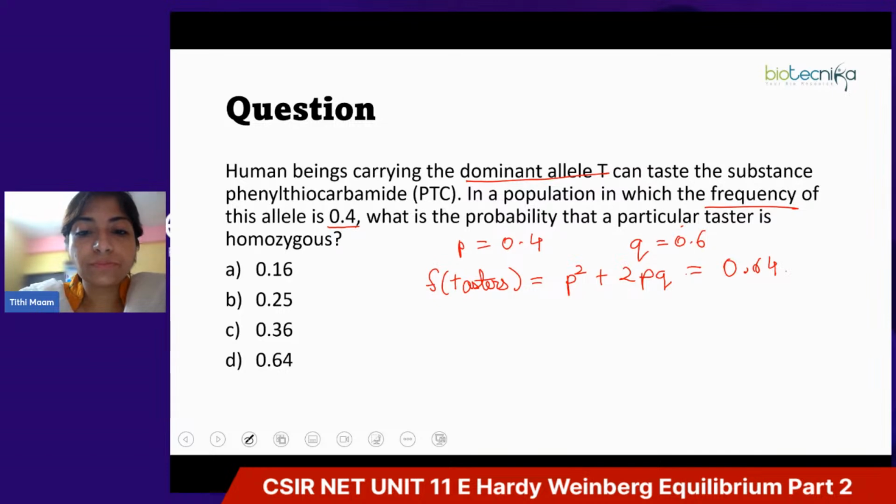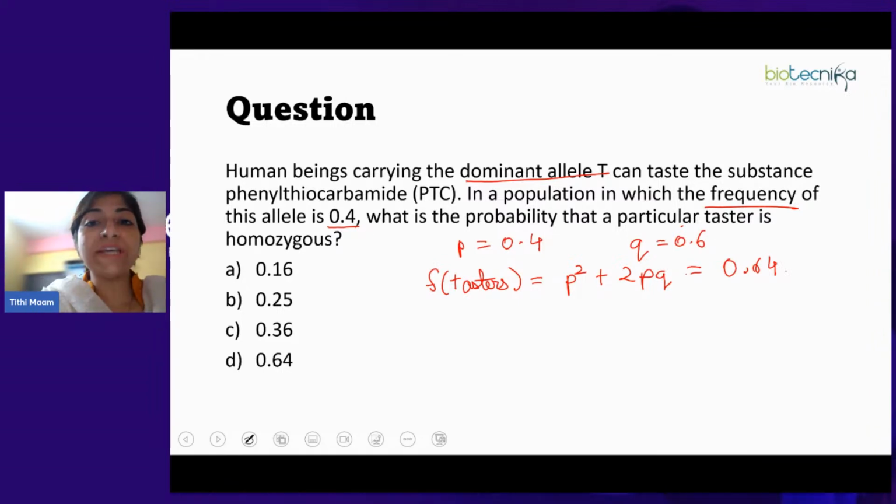Okay. Now the question is not that. The question is not asking you what proportion of the population will be able to taste PTC. The question is, what is the probability that a particular taster is homozygous? Yes, absolutely correct, Achal. So we have to go ahead. We have not got the solution yet.